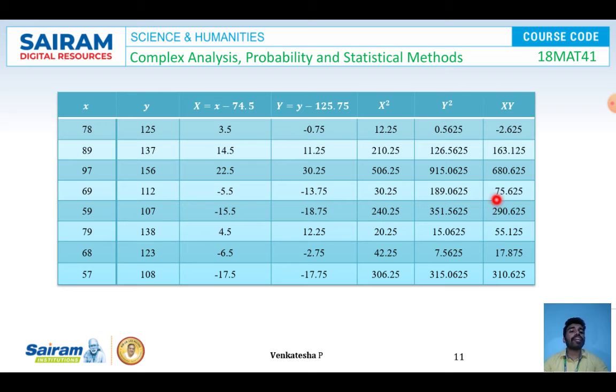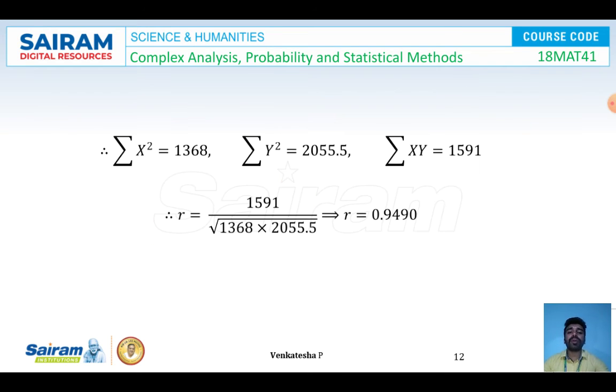680.625, 75.625, 290.625, 55.125, 17.875, 310.625. So now we have to estimate summation x square, summation y square, summation xy. So after calculating all this, we got summation x square is equal to 1368. Summation y square is given by 2055.5. Summation xy is given by 1591.